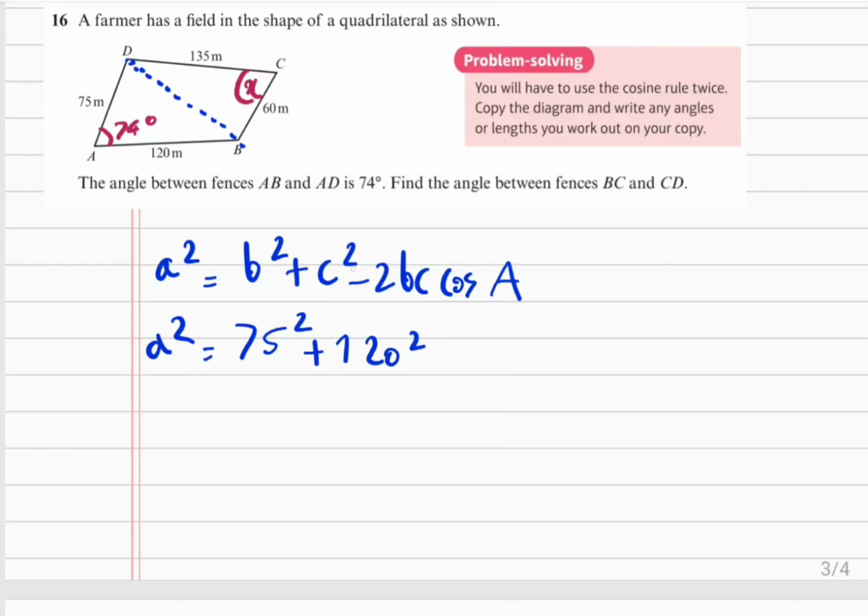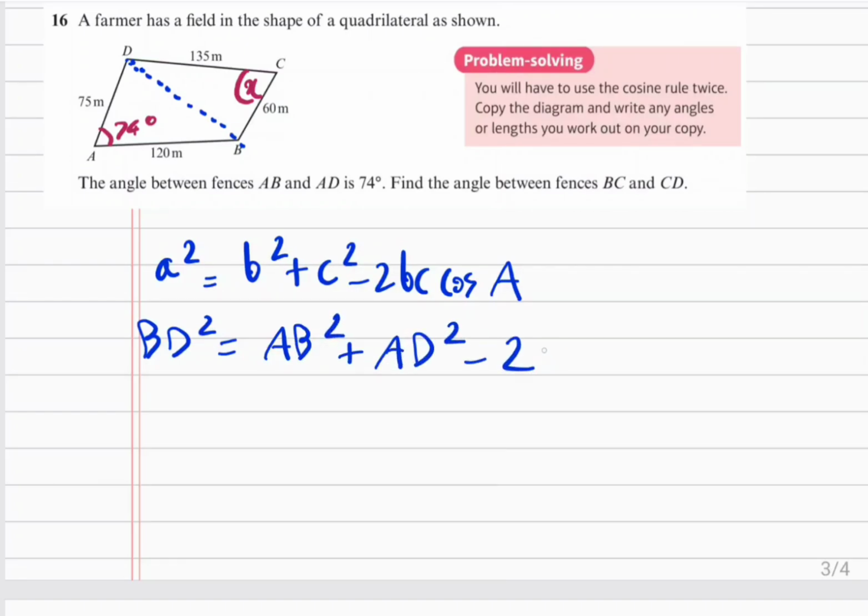By the way, this is the general formula that I wrote because that's how we normally write the cosine rule, but in this case, as you can see, we have A, D, and B, so it can vary. Just to avoid confusion, I'm going to write down the specific formula for this shape. BD squared is equal to AB squared plus AD squared minus 2 times AB times AD times cos A. Right, so now let's substitute everything.